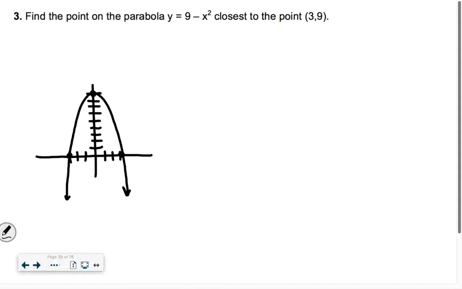And we want a point that's along that parabola that's closest to the point 3, 9. So 3, 9 is hanging out there in space. And if we want to know the point that is closest to that, it's a little weird.